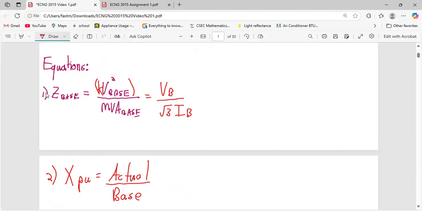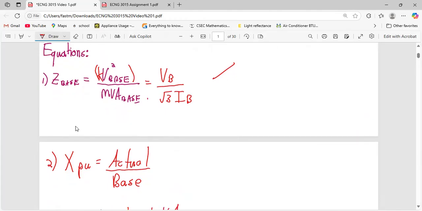The other equation you could use is the V base divided by root 3 times your I base. Alright, as we go through the equations, just connect all the dots. So it's the first equation that you will have to use. Most of the time you need to calculate Z base. Alright? The other one is more of a general form of it. X means either Z, I, or V, according to whatever they want.